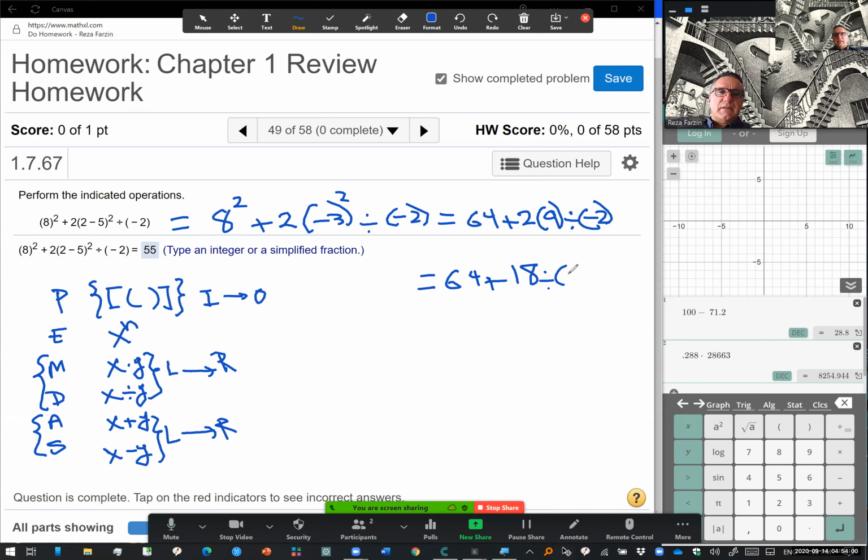By negative 2. Notice you don't want to drop those parentheses, because you never want to write two mathematical signs next to each other without at least one parenthesis separating them. You see what I mean? All right, so what do we do now? What are the operations that are still remaining? So it's still addition and division. Excellent. Which one are you going to do now?